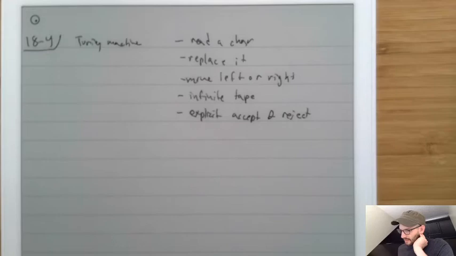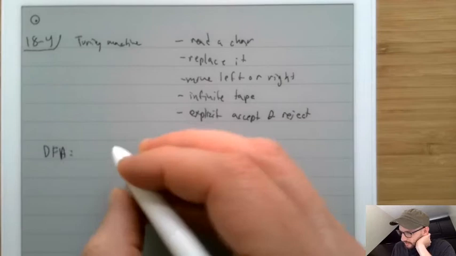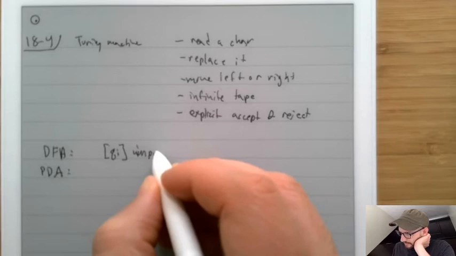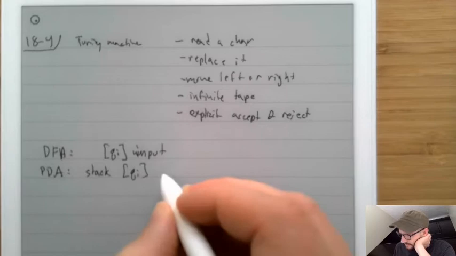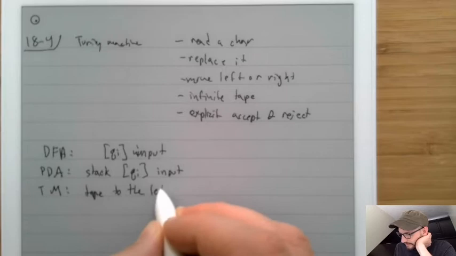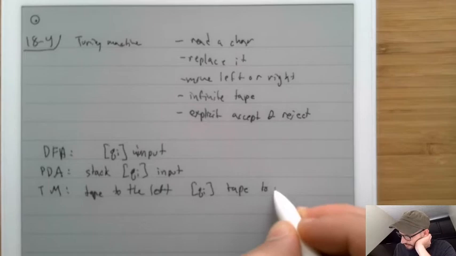Like with DFAs, when we wrote down a DFA configuration, we wrote down the state and then the string. With PDAs, this was the input, so we wrote down Q_i and then the input. And then with PDAs, we wrote down the stack and then the state, and then the input. What we're going to do with the Turing machine is we're going to write down the tape to the left, and then we're going to write down Q_i, then we're going to write down the tape to the right.